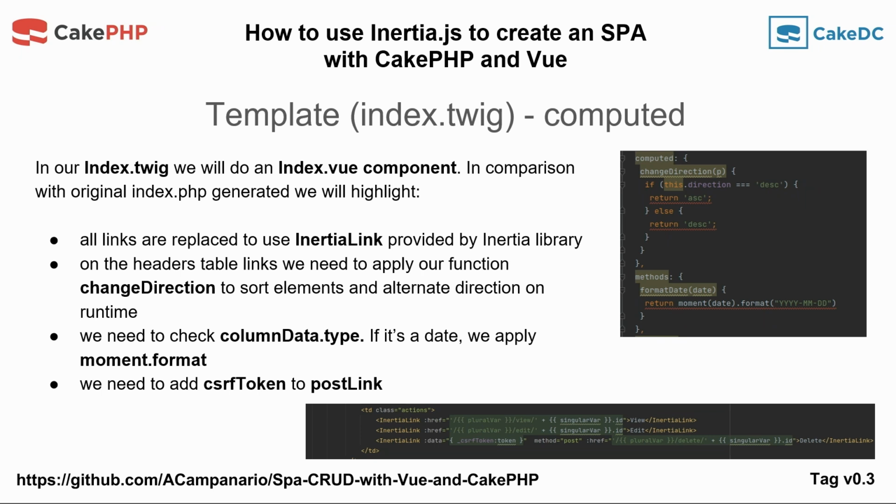Index.twig, computed, refer to the computed function. In our index.twig, we'll do an index.view component, in comparison with the original index.php generated. We will highlight it. All links are replaced to use the inertia link tag provided by the inertia library. On the table header links, we need to apply our change direction function to sort elements and alternate direction at runtime. And we need to check the column data type, but if it's a date, we need to apply the moment format function. And lastly, we need to add a CSRF token to the post link.